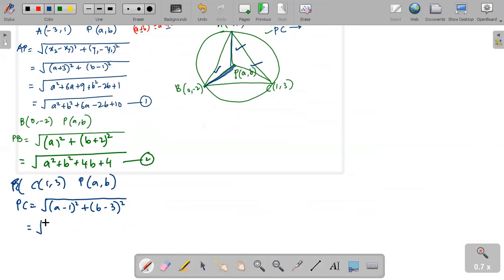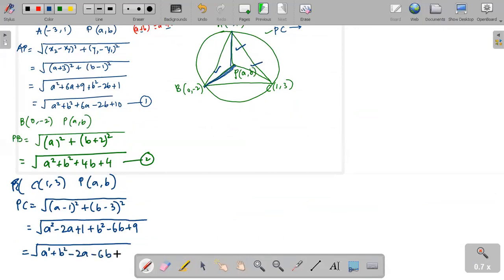So that would give you the root of a squared minus 2a plus 1 plus b squared minus 6b plus 9. We are using the identity, okay, students? And then one last step here, root of, writing the squared terms first, then the single terms, that is minus 2a and minus 6b, and then 9 plus 1, that is 10. So this is our equation 3.